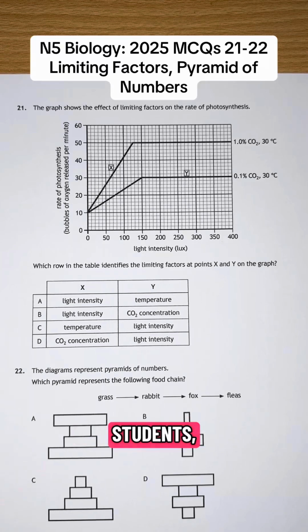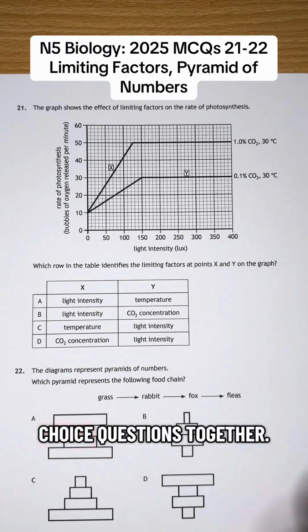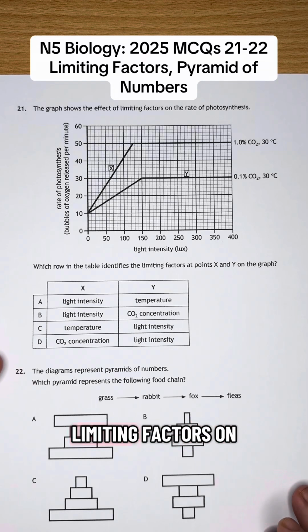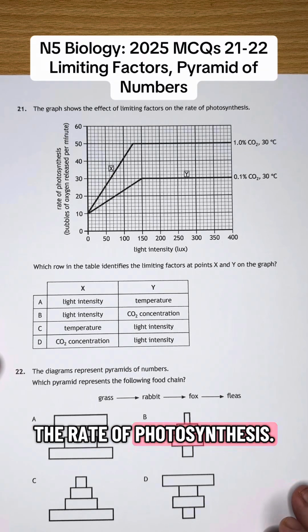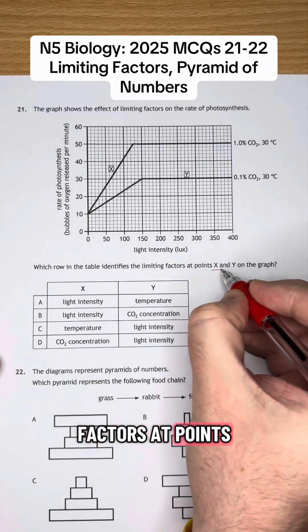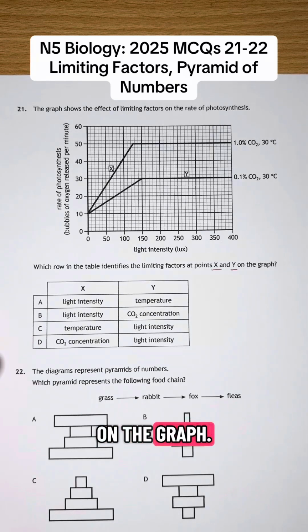National 5 biology students, join me to do some multiple choice questions together. Question 21 says the graph shows the effect of limiting factors on the rate of photosynthesis. Which row in the table identifies the limiting factors at points x and y on the graph?